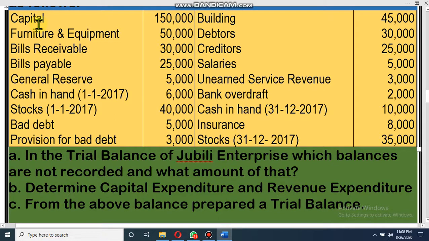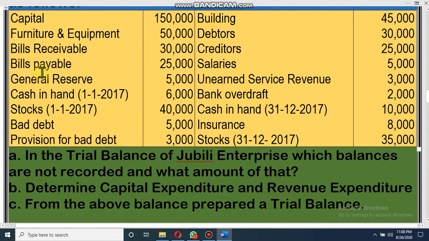Capital, this is not expenditure. Dear student, you know that for expenditure you need to pay money. Furniture and equipment: at the time of buying furniture, you have to pay the money, and from the furniture you will receive benefit for a long time. So we easily understand this is capital expenditure. So number one capital expenditure is furniture and equipment.